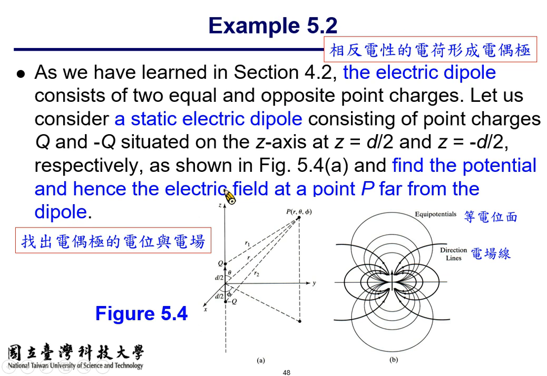Okay, so in section 4.2, which I skipped in the last semester, there is a physical quantity called electrical dipole. It equals Q times D. This is the so-called electrical dipole moment.